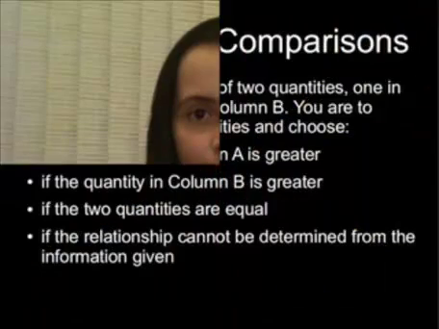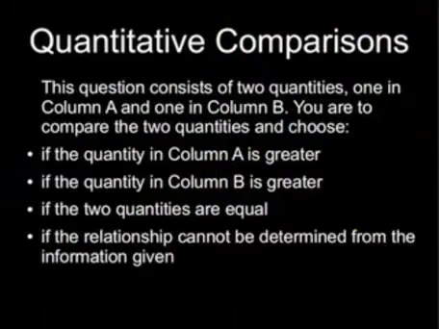Now let's try some exercises for the quantitative section. You will find 3 types of questions: quantitative comparisons, problem solving, and data interpretation. In quantitative comparison, the questions consist of 2 quantities, one in column A and one in column B. You are to compare the 2 quantities and choose if the quantity in column A is greater, if the quantity in column B is greater, if the 2 quantities are equal, or if the relationship between them cannot be determined from the information given.